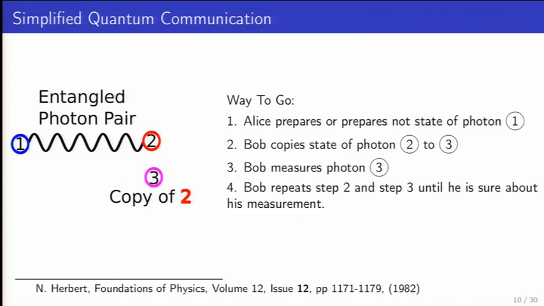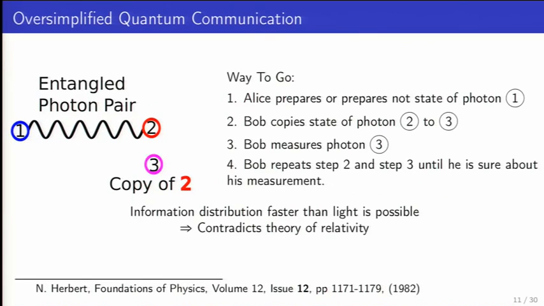The only problem is this scheme is oversimplified. If the scheme would be possible, the information distribution would be faster than light, and that contradicts the theory of relativity, which is bad. Okay. And down below you can see the original author, although I don't think he talked about entangled photon pairs.